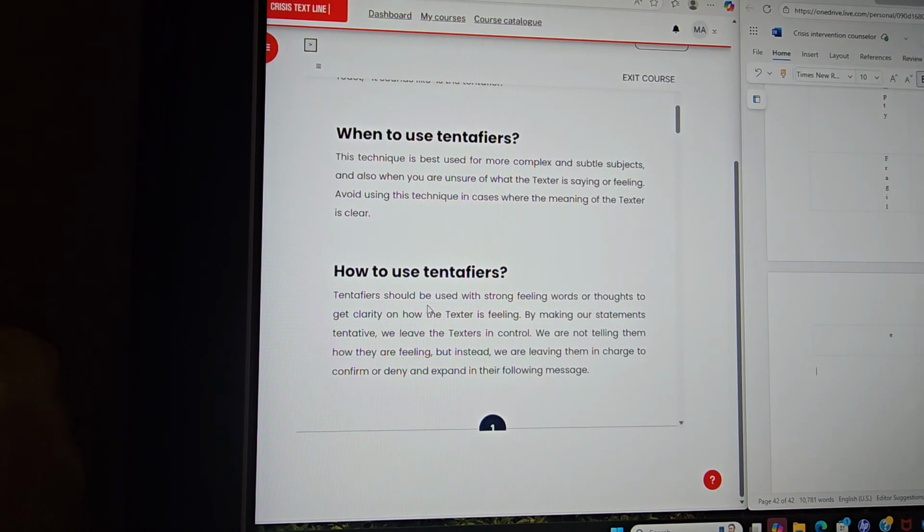How to use tentatifiers. Tentatifiers should be used with strong feeling words or thoughts to get clarity on how the texter is feeling. By making our statements tentative, we leave the texter in control. We are not telling them how they are feeling, but instead we are leaving them in charge to confirm or deny, to expand in their following message.